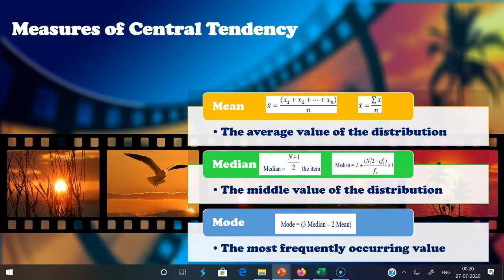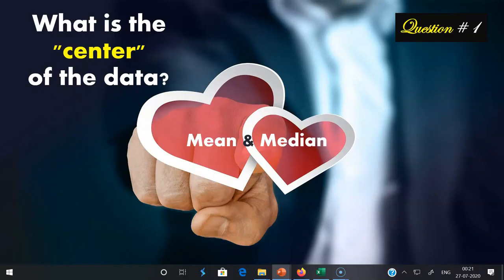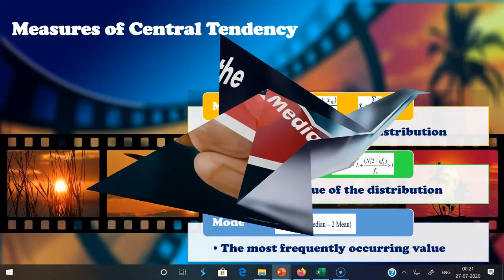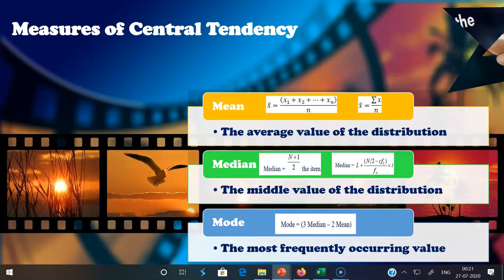The formula to find the mode for continuous data or discrete data is: mode is equal to 3 times the median minus 2 times the mean. So this is the first question we are discussing. The first question is talking about what is the center of the data. For this, we must know the 3 important methods of central tendency: mean, median and mode.